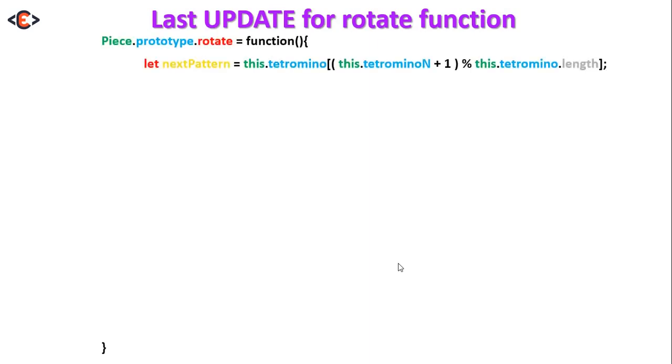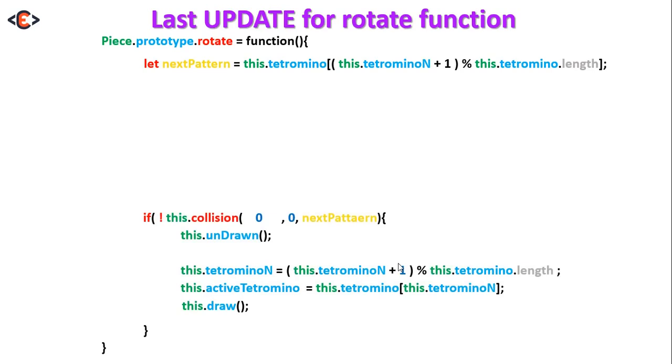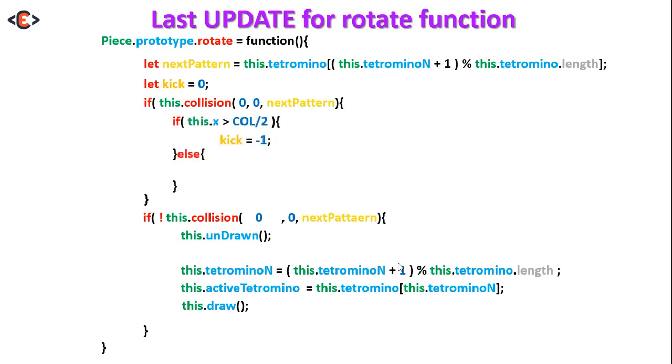So, the code so far for the rotate function looks like this. Now we have to set a new variable called kick. We set it to 0. And then we check if there is a collision. If true, we need to check in which side the collision happened. If it's the right wall, we set kick to -1. If it's the left wall, we set kick to 1. Then we check if there is no collision with the kick. If there is not, then we have to undraw the piece and then kick the piece and then increment our Tetromino number and then update the active Tetromino and then draw the new pattern.